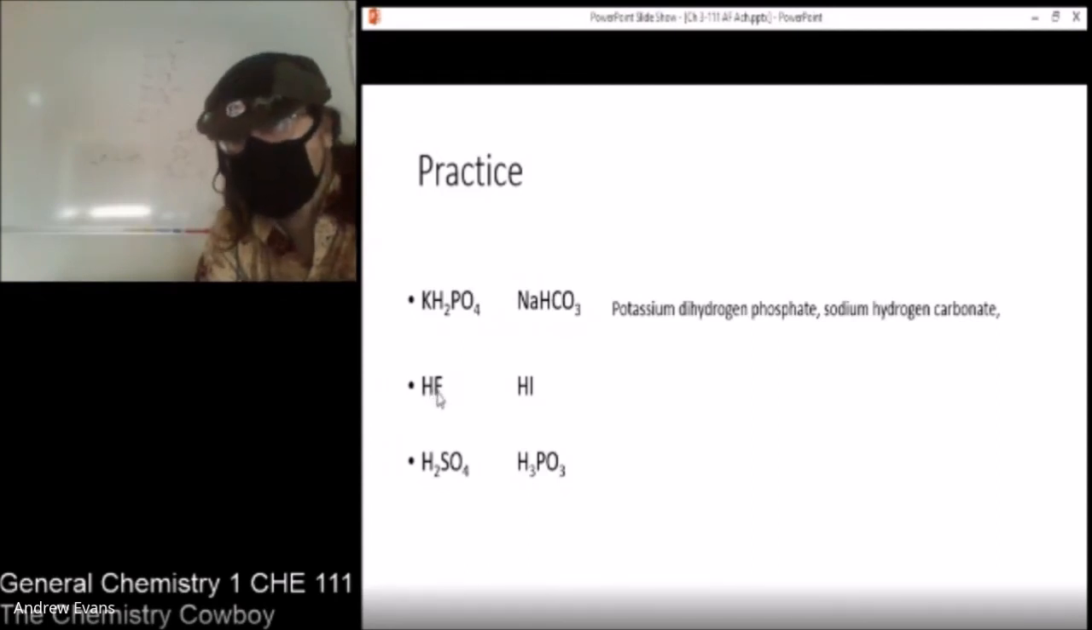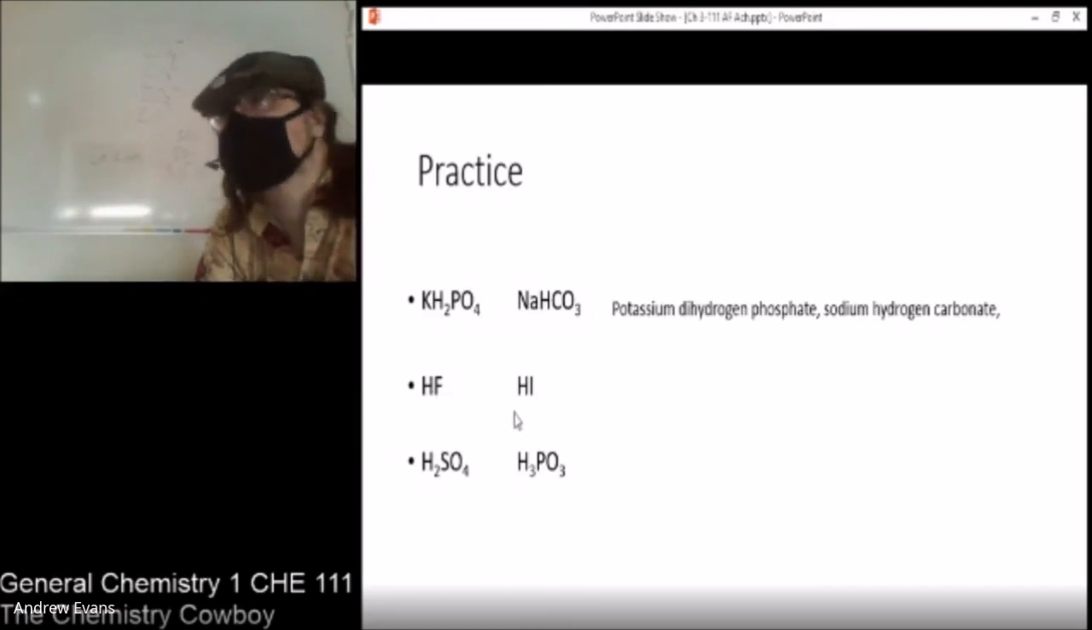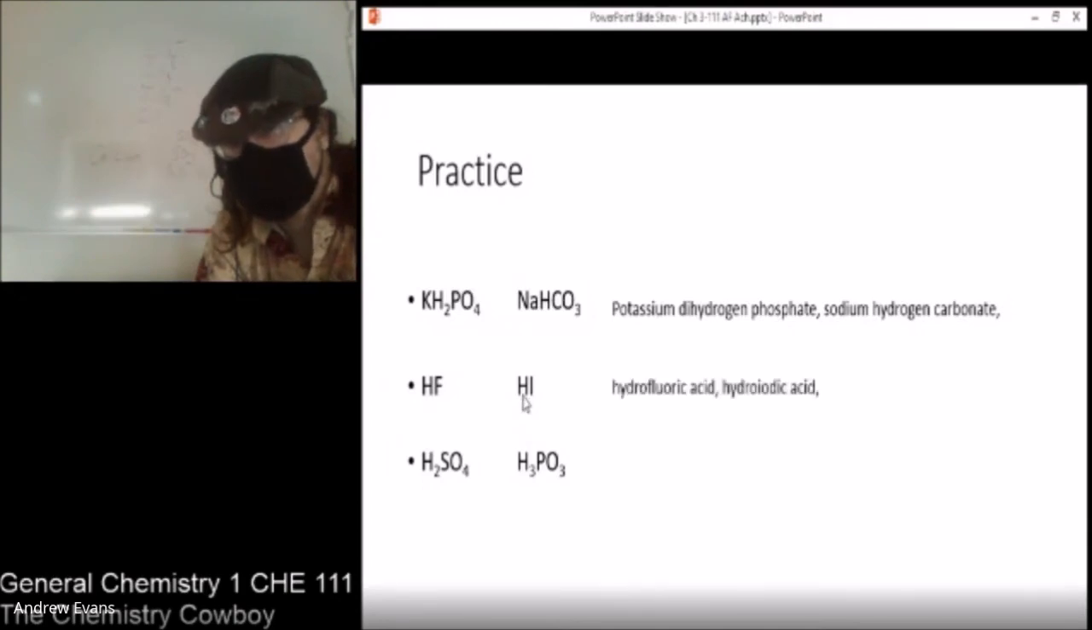HF, so that's a monoatomic anion, hydrofluoric acid. Pretty dangerous acid. Hydroiodic acid, HI. H2SO4. So SO4 is sulfate. So H2SO4 is sulfuric acid.